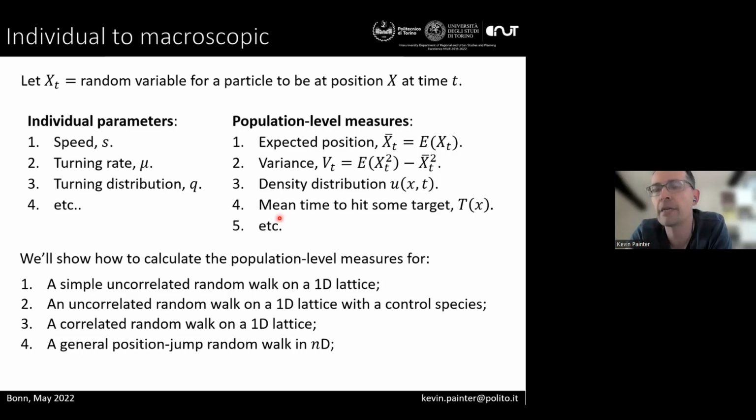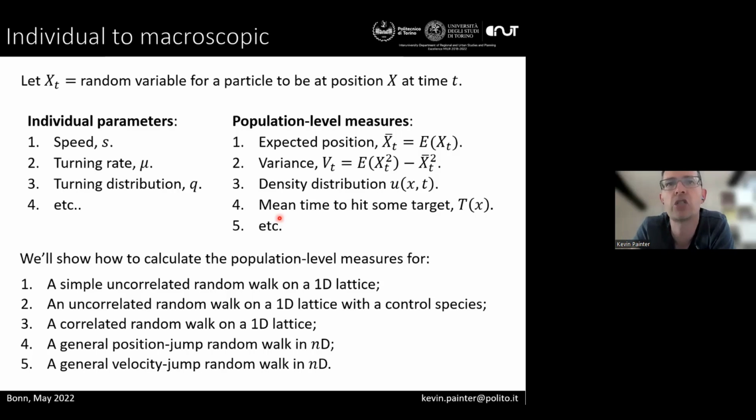Then we're going to move up into higher dimensions, and we're going to talk about two general models there. We're going to describe what we call a position jump random walk in ND. And we're then going to talk about a general velocity jump random walk in ND.